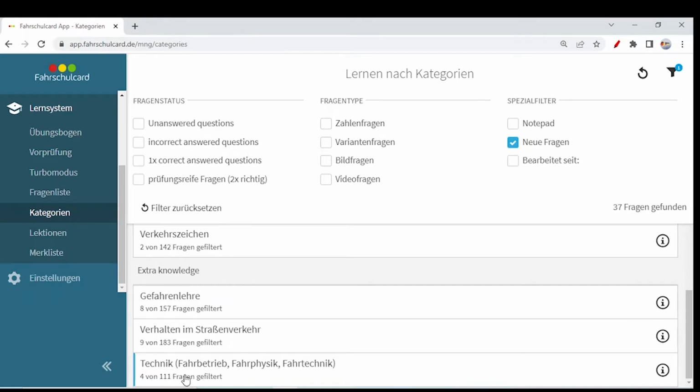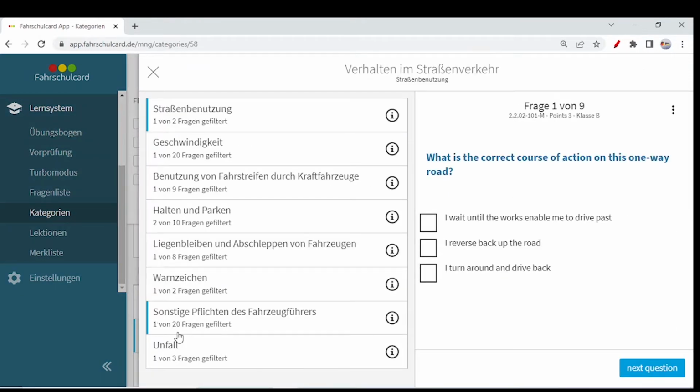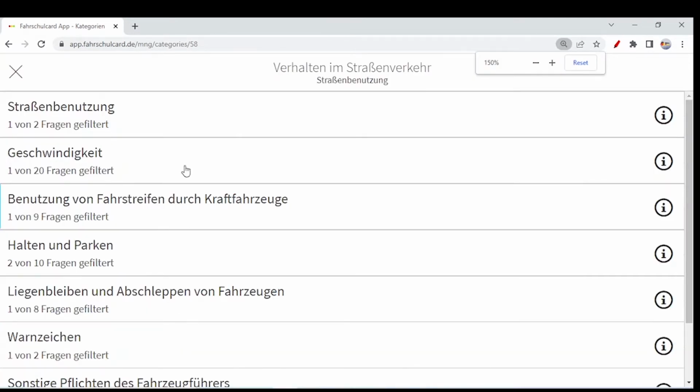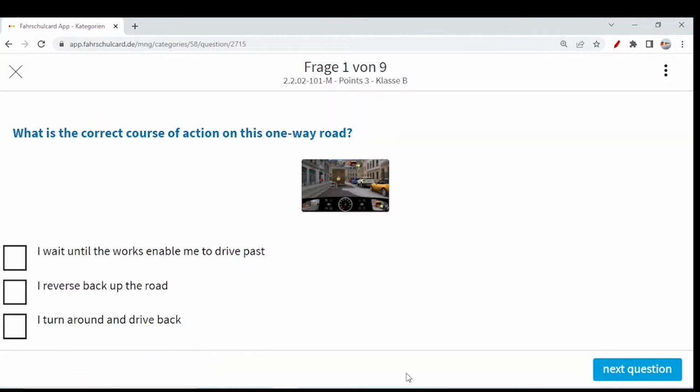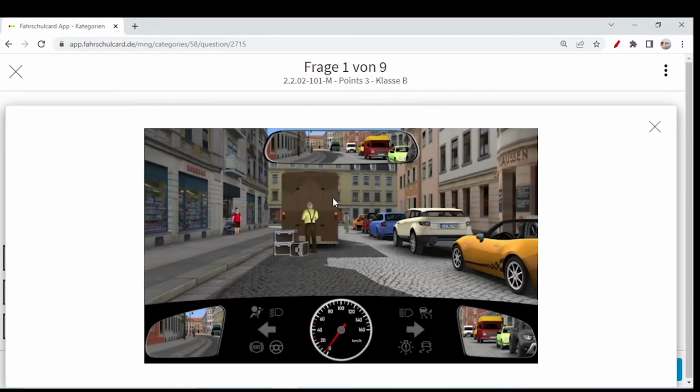So let's start the 25th question in total, or the first question for today. Let's zoom in and then we are going to start. What is the correct course of action on this one-way road? Okay, so it's a one-way road.